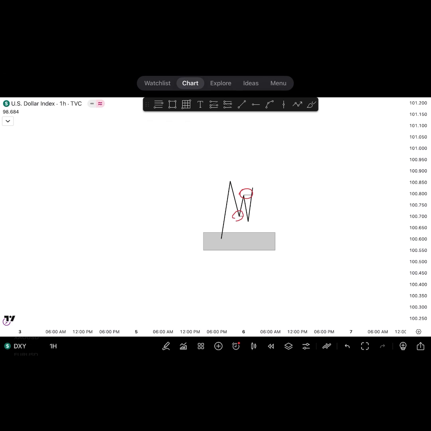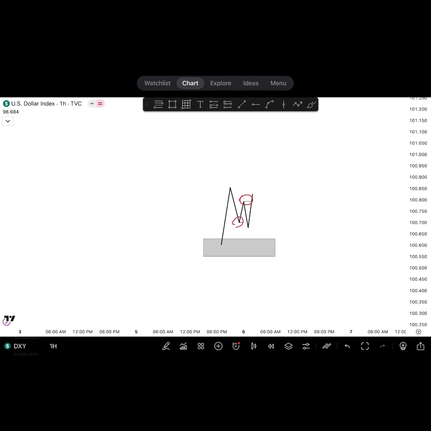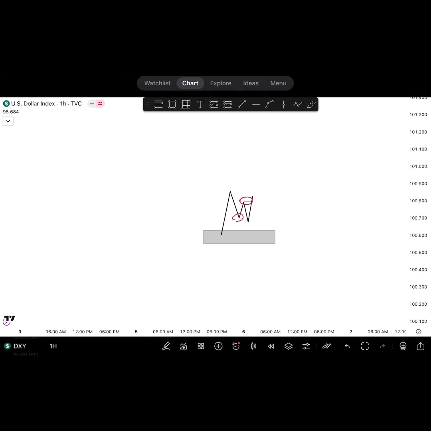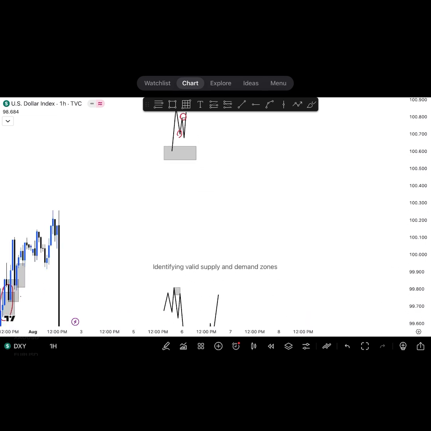Price always has to sweep liquidity to the left before what? Before a break of structure. That is another thing we should always take note of, right? The first one, it must be unmitigated. The second one, price must take liquidity to the left before breaking structure.